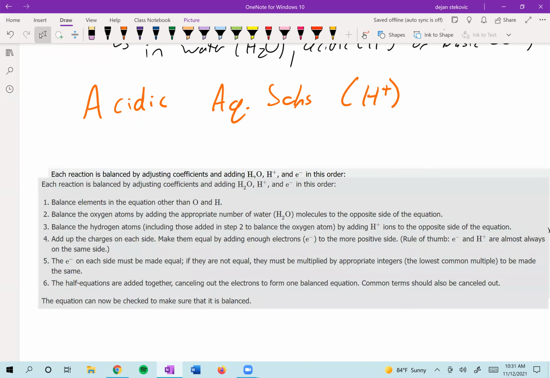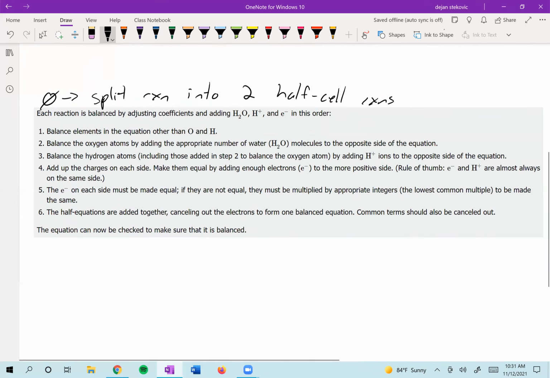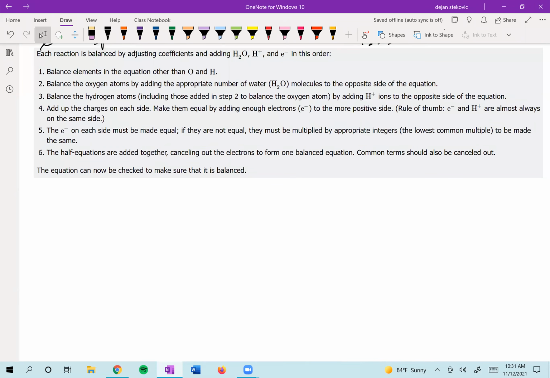So here are the steps listed 1 through 7, although there is a step 0 that they didn't include here, but that's fine. Step 0 here is going to be to split the reaction into 2 half cells based on whether they're being oxidized or reduced. So let's go ahead and take an example, and this will make a lot more sense as we go through our example.